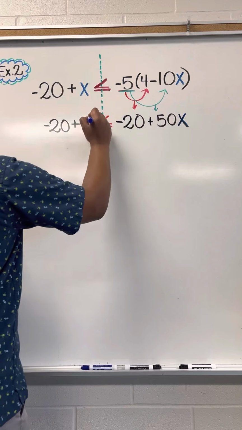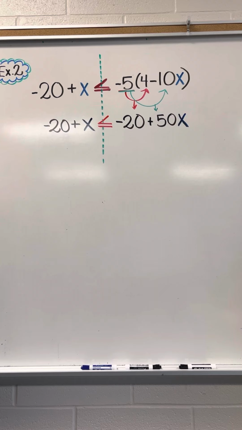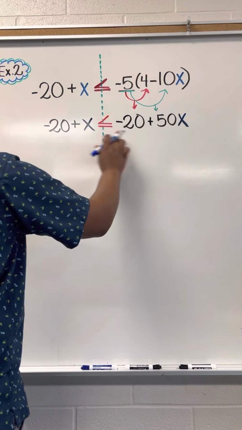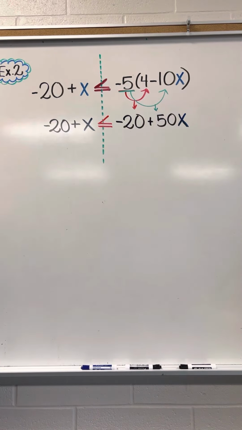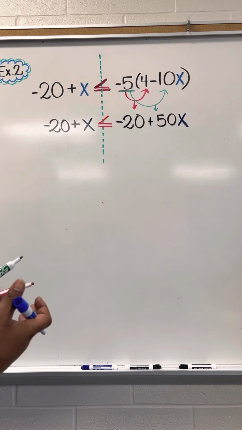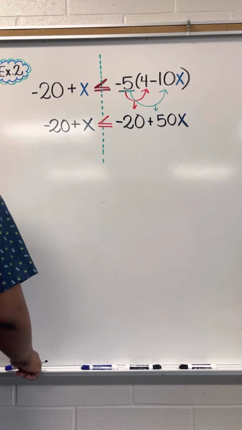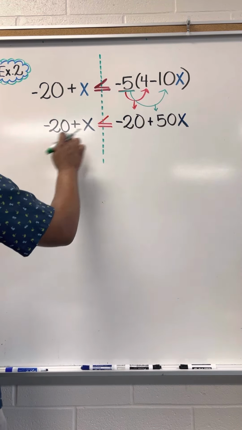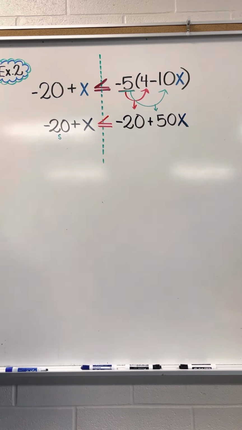Now, ladies and gentlemen, I have the inequality after I distributed: -20 plus x is less than or equal to -20 plus 50x. Now what I want to do is identify each value as a single value or a value that's a part of a relationship. If you notice, -20, I don't see any variable attached to -20. So it's a single value, and I'm just going to put an S underneath.